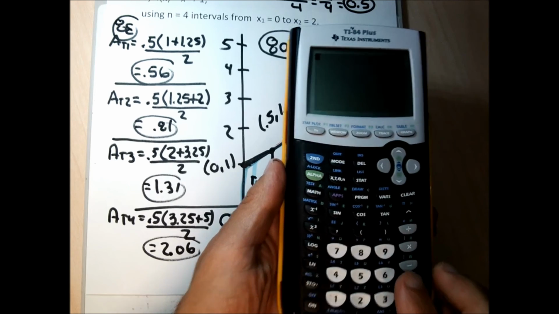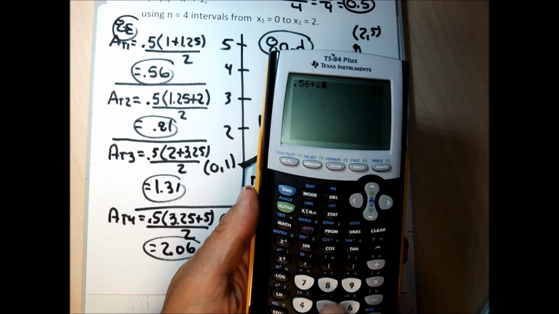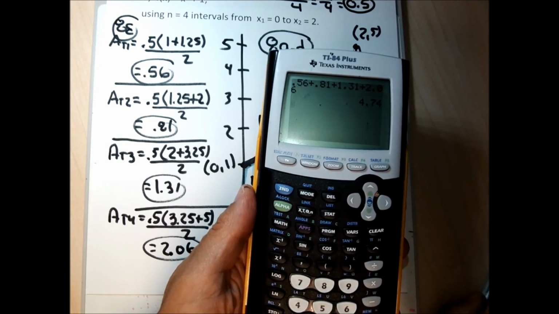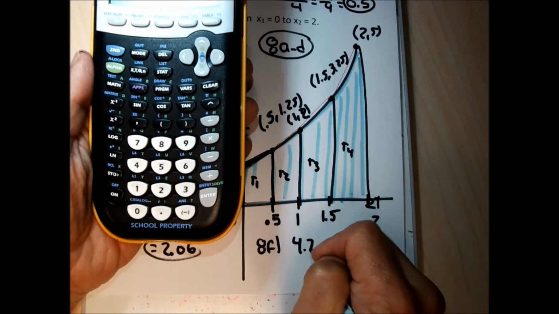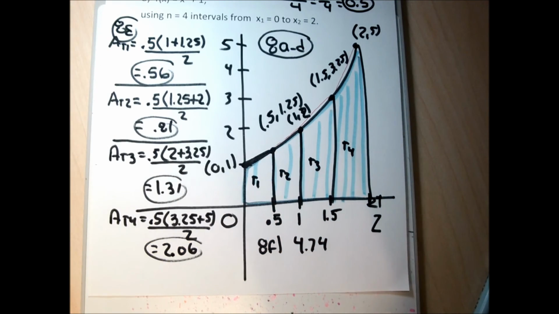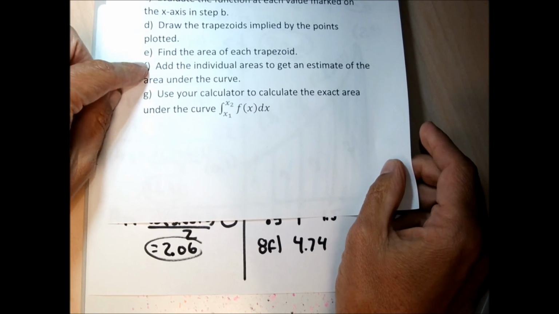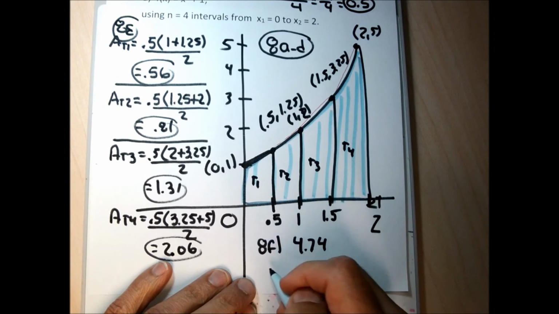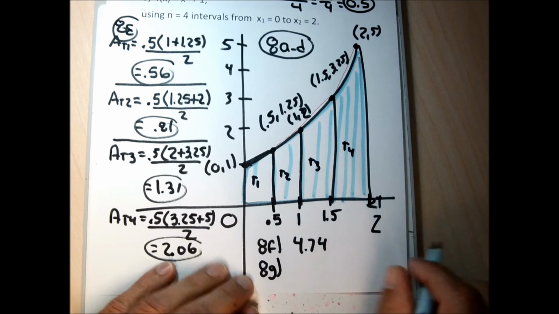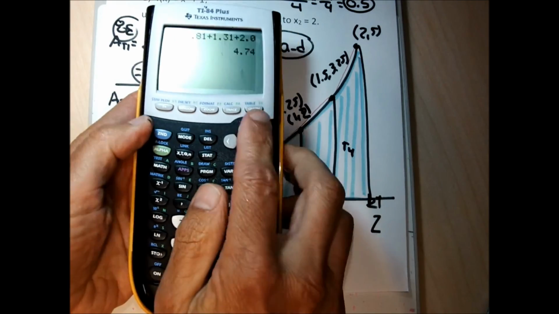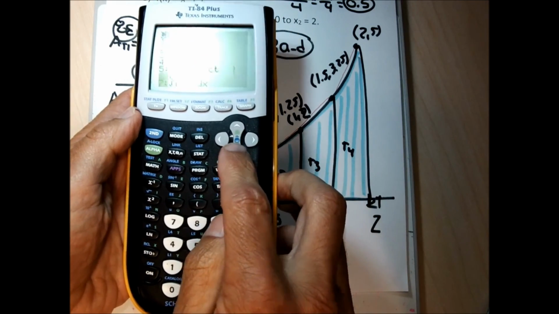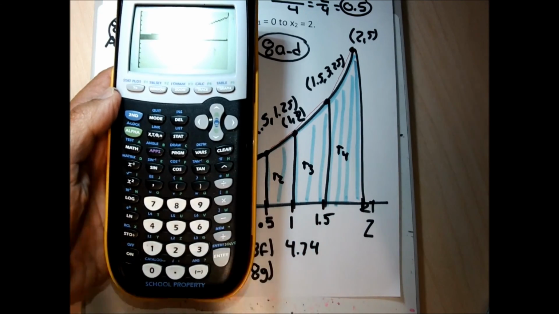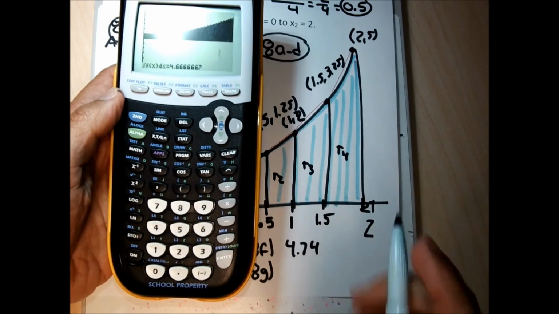So now for 8F, I'm going to just go 0.56 plus 0.81 plus 1.31 plus 2.06, and I get 4.74 square units for the estimate of the shaded area. It's an overestimate. For 8G, I'm going to get the exact area using the integral, or antiderivative, by going second calc, going down to option 7 that says trace, start at 0, end at 2. The exact area is 4.67.